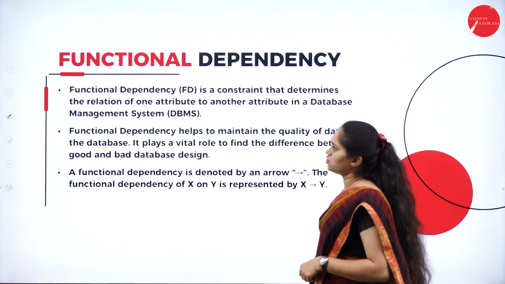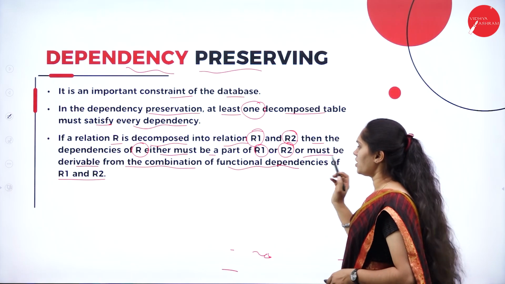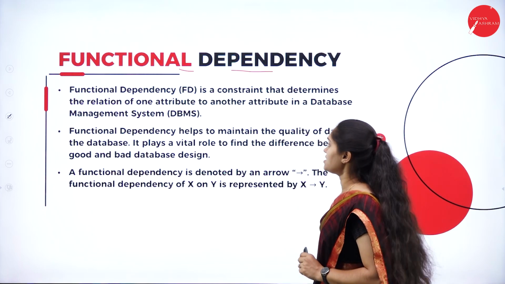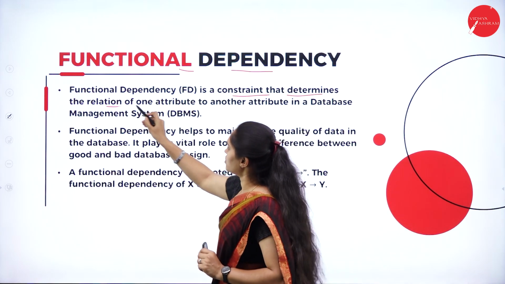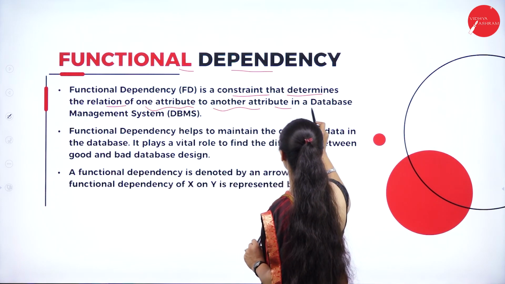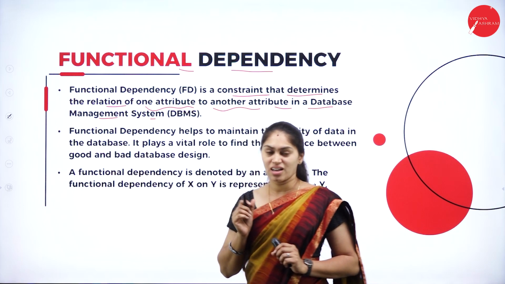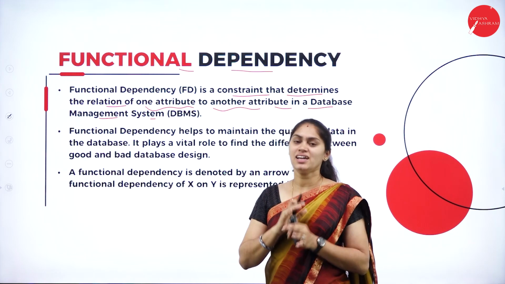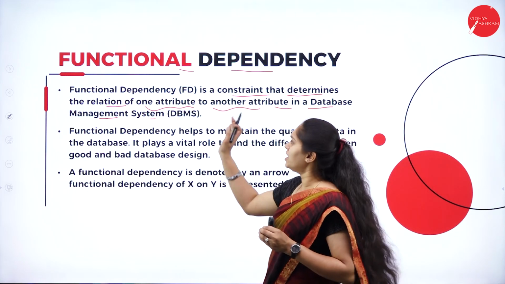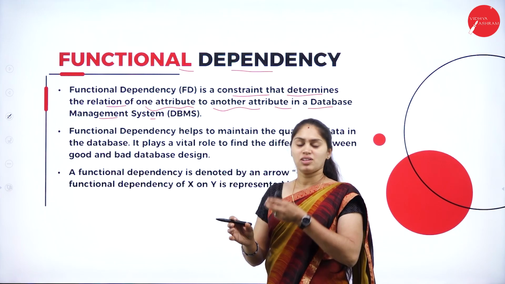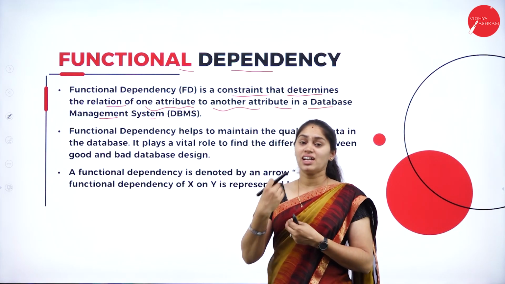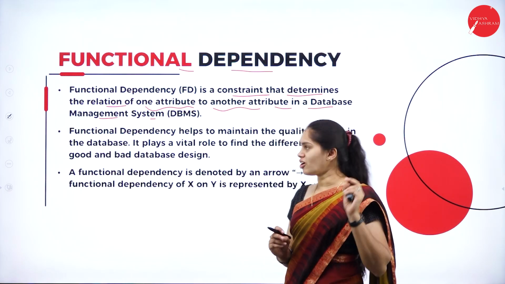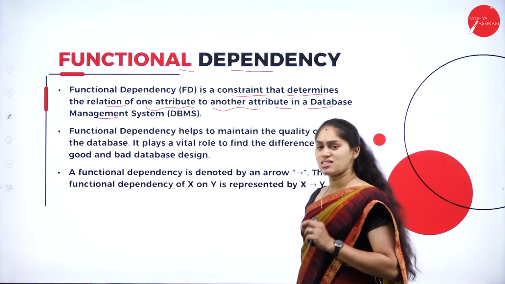So next we have functional dependencies. What do you mean by functional dependencies? It is a constraint that determines the relation of one attribute to another attribute in a database management system. What is the relation between one column and another column in any table in the database? Then we call that a functional dependency. One column of a relation depends on, or has a relation with, another attribute or a column of any other table in the database. Then we call that functional dependencies.